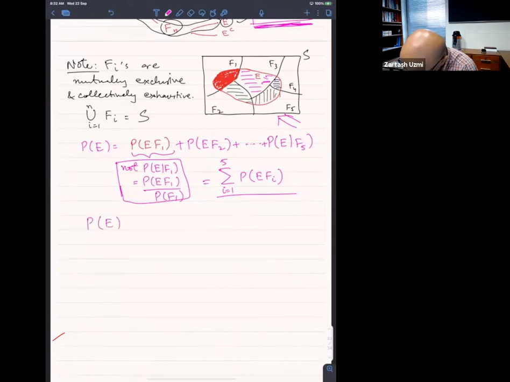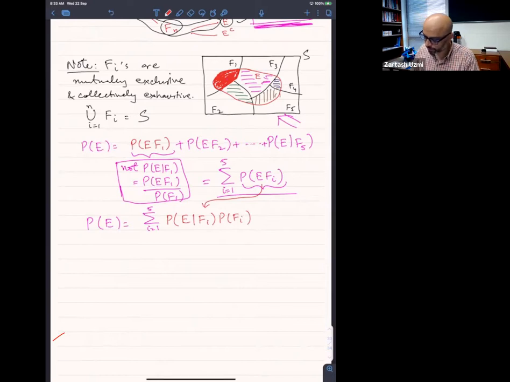Now, if we believe in this, I can also write probability of E is equal to summation i is equal to 1 to 5. Now, probability of E and Fi can be written in terms of the conditional probability, so I'm going to write it here. E and Fi can be written as probability of E given Fi into probability of Fi.